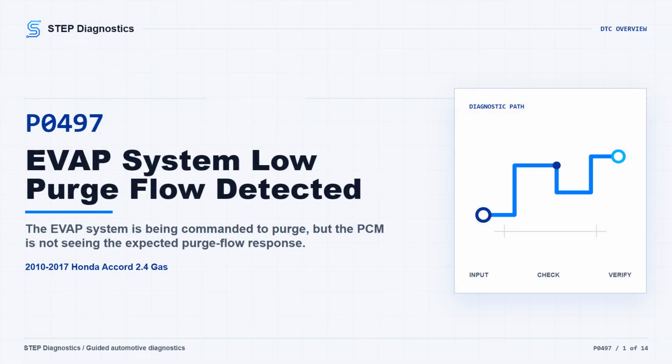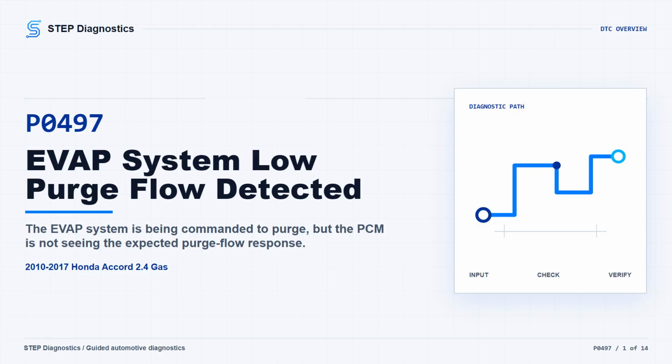On this 2010 to 2017 Honda Accord with the 2.4L gas engine, P0497 is an EVAP system low purge flow code. In plain terms, the PCM may be commanding purge flow and not seeing the expected system response.